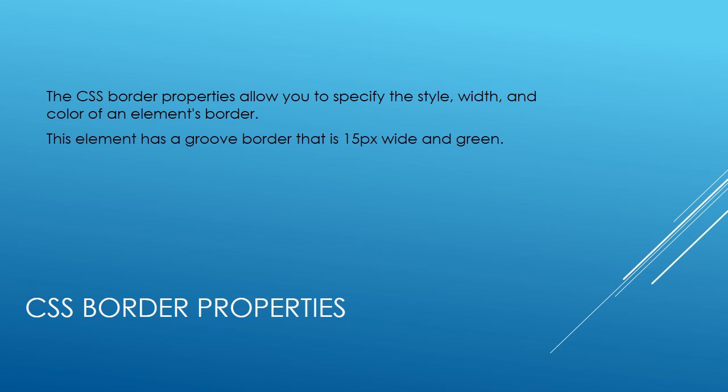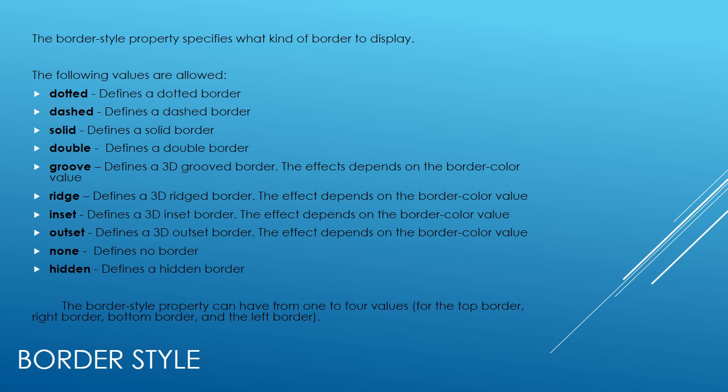The CSS border properties allow you to specify the style, width, and color of an element's border. This element has a groove border that is 15 pixels wide and green. The border-style property specifies what kind of border to display. The following values are allowed.